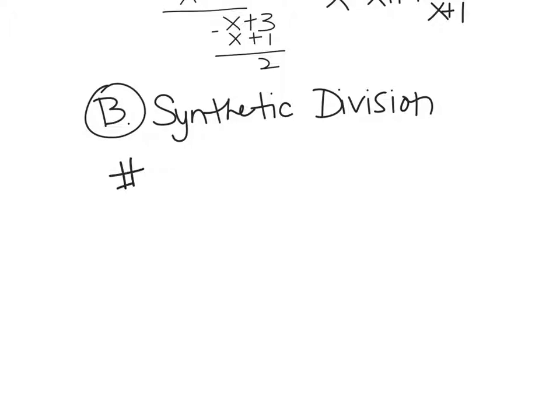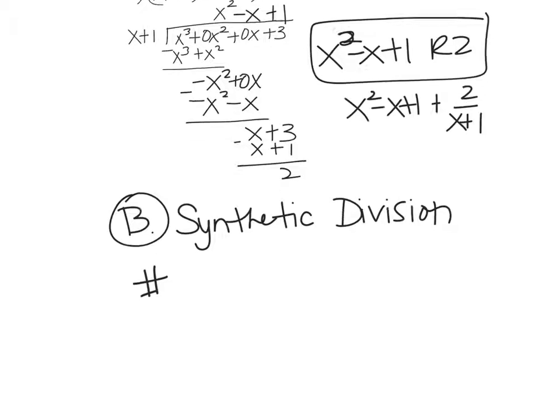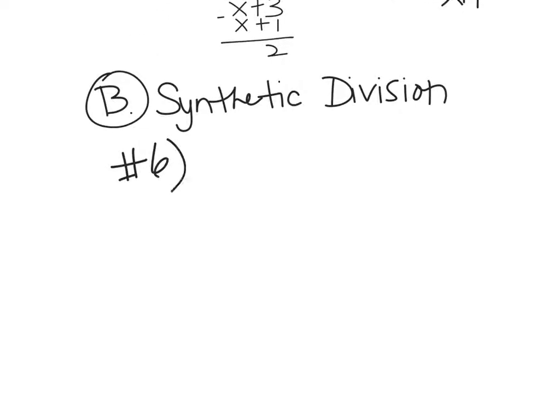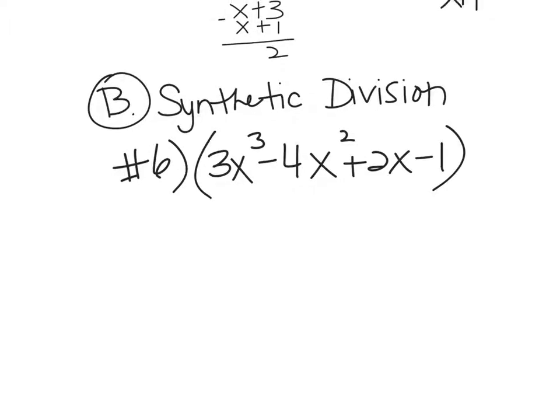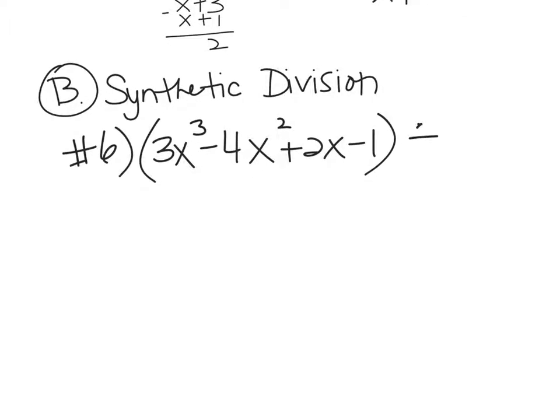Number, what are we on, 6, 7? What was that last one, 5? Number 6. We're going to divide 3x cubed minus 4x squared plus 2x minus 1. We're going to take that, and we're going to divide that by x minus 2. Okay. I'll show you how to do these by using synthetic division.